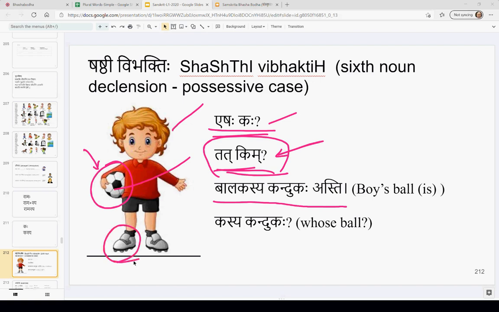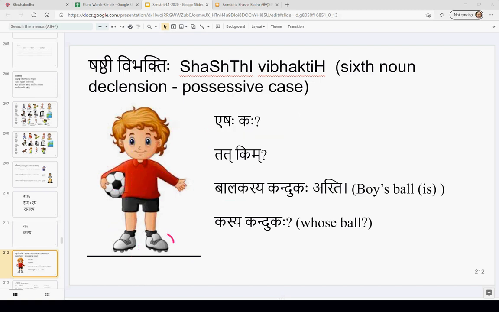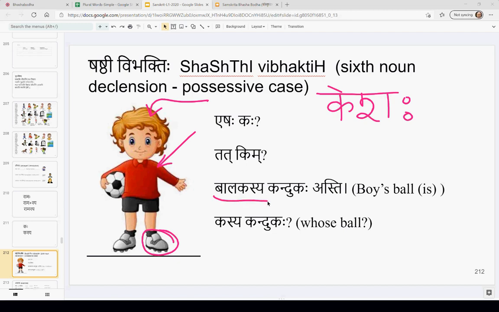Tat kim, etat kim, what is he wearing? Atra kim asti, etat kim. Or etat kim, what is on his head? I forgot the words for hair and shoe. Hair, keshaha. And then what is Kasya kesha? Balakasya keshaha. And etat kim, what is he wearing? Etat kim.